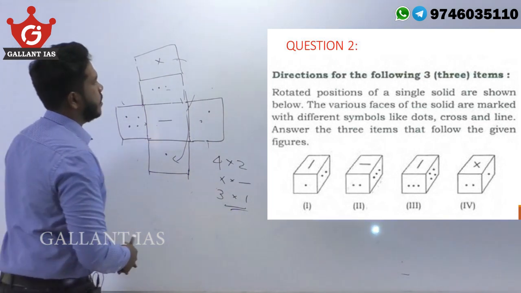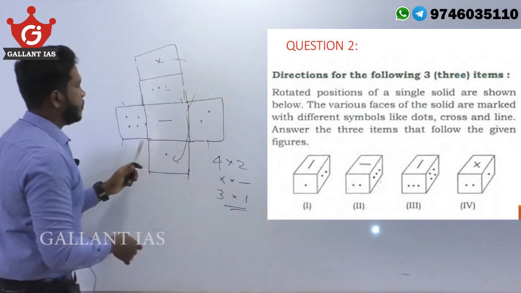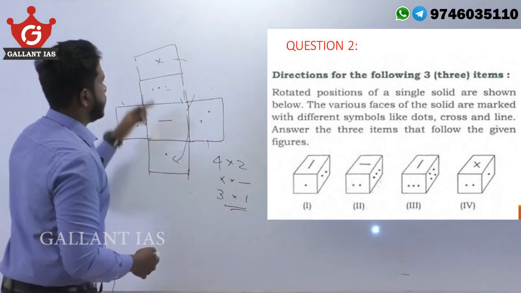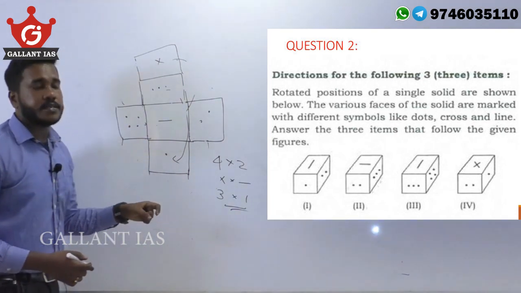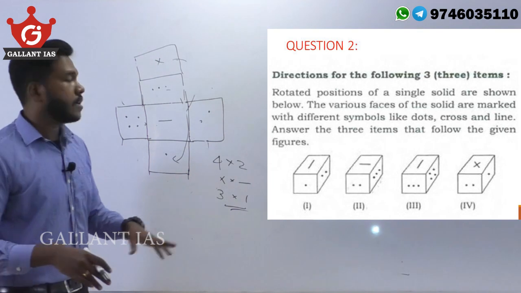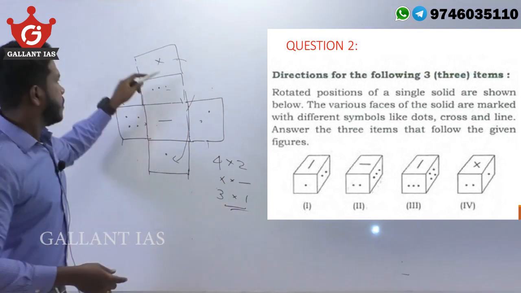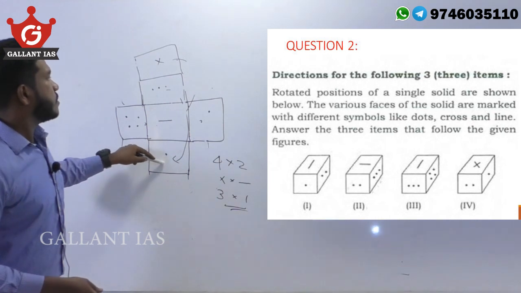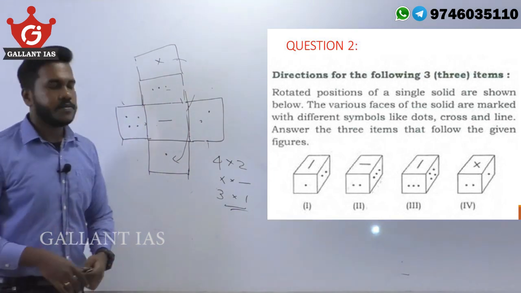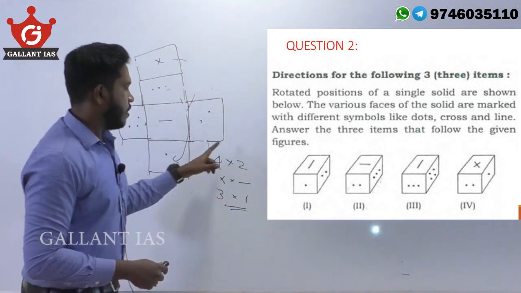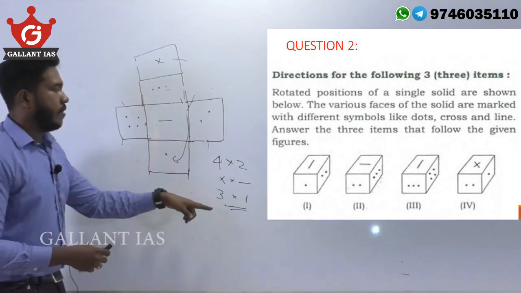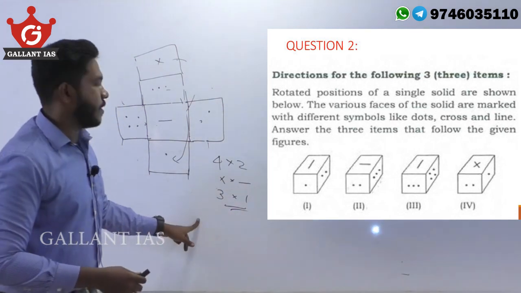Cross is adjacent to 2 as well as 1 because it never forms any alternative faces or any extended faces with either 2 or 1. So cross will be adjacent to 1 and cross will be adjacent to 2. And we got all 3 pairs of opposite faces.